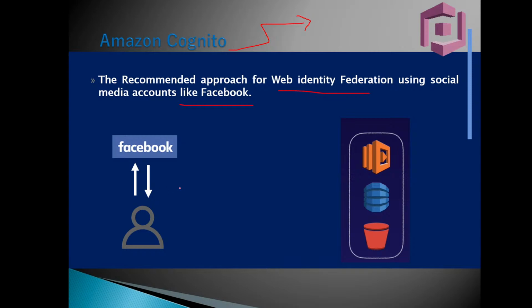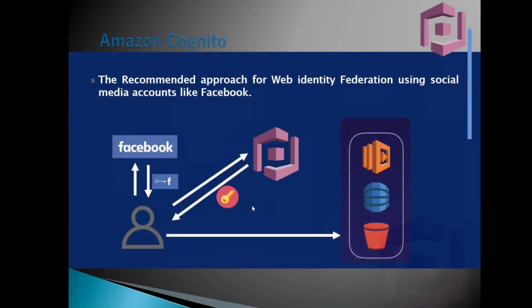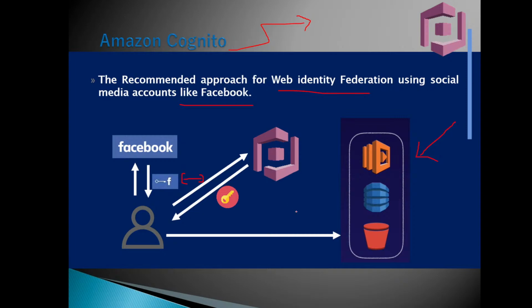So how does it work? The user will log into Facebook, and Facebook will generate a token. That token will be passed to Cognito, and Cognito will verify it and create a key. That key can be used to access your AWS account or other websites. So this is the endpoint which you want to access.